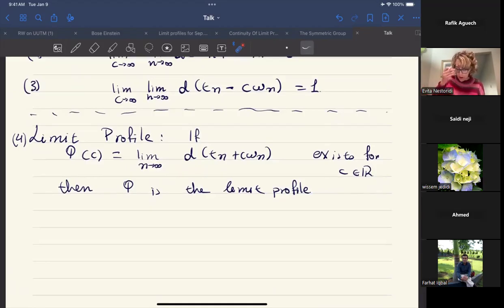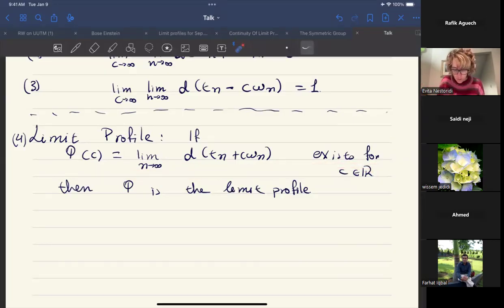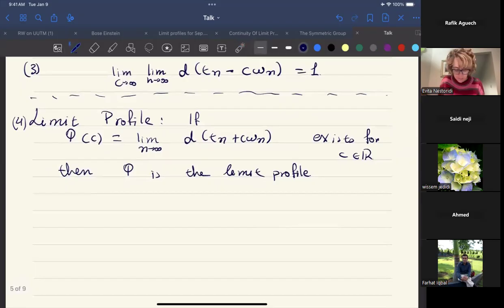So first of all, let's start with something I do not know. I do not know a criterion saying that if the Markov chain of the card shuffle satisfies A, B, C, then this limit exists. I do not know that. I'm going around the world asking people to think about it. I would be so happy to hear of any progress.